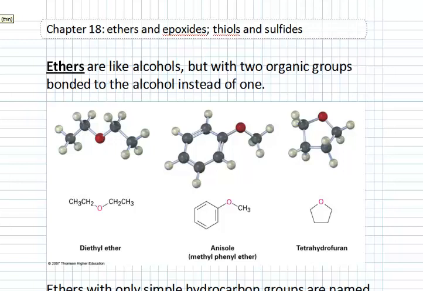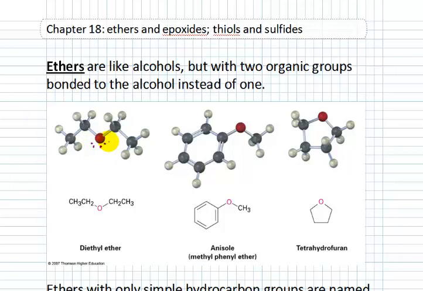In our last chapter we had alcohols, where it was just one R group attached to the oxygen along with an H. Ethers have a similar structure, except it's two R groups attached to the O, right? So the shape around the O is the same. It's got that same bent shape. Oxygen has two lone pairs on it, as always.